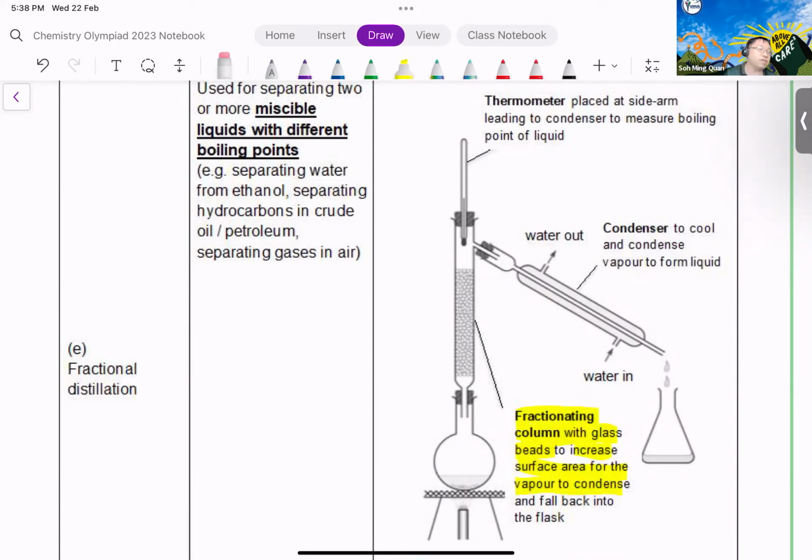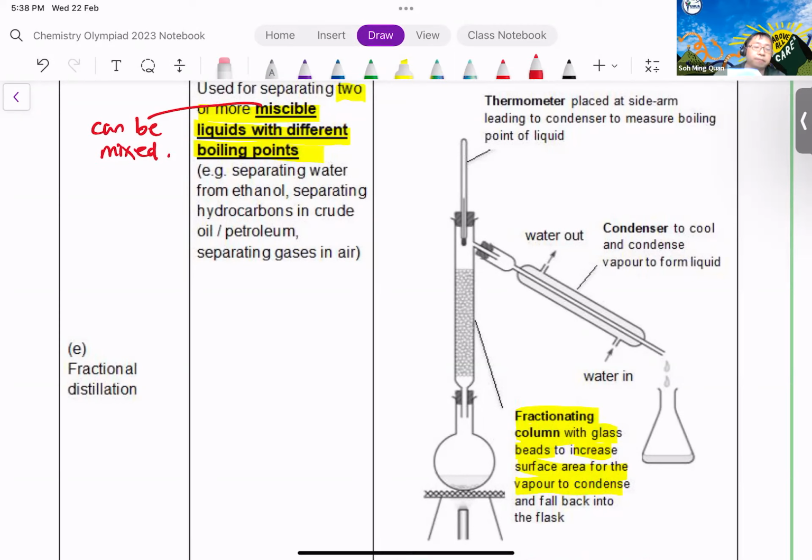Now, fractional distillation is very important because it can be used to separate two or more miscible liquids with different boiling points. This is crucial. So what's the meaning of miscible? Miscible means it can be mixed together. It will mix together to form one homogeneous layer. And that's why we don't separate oil and water using fractional distillation. Oil and water are immiscible. And because they are immiscible, we use the separating funnel to separate them. Oil floats on water, so you just need to use a separating funnel.